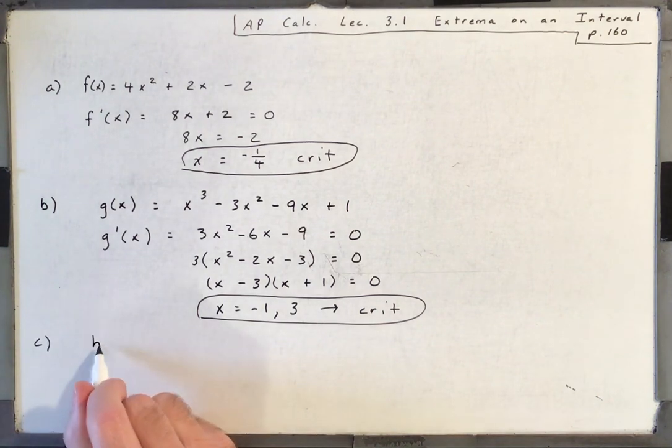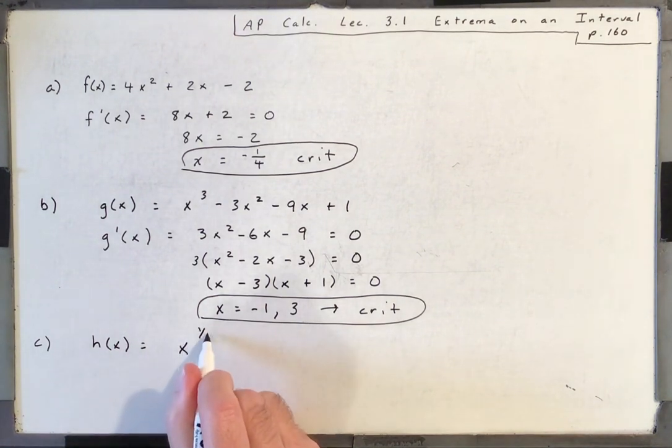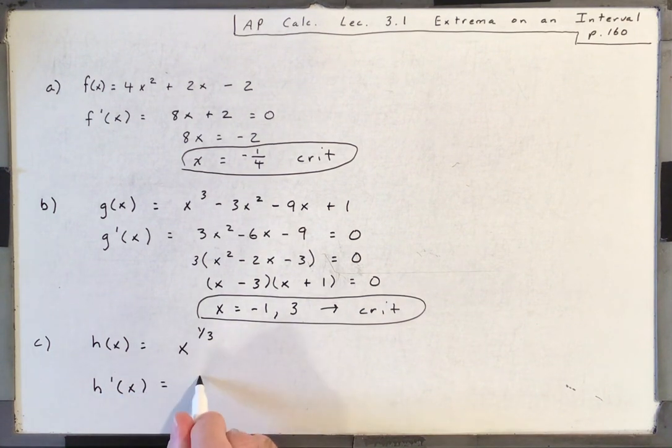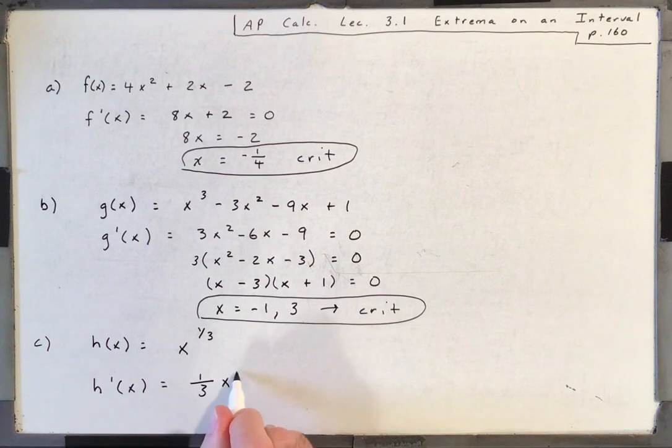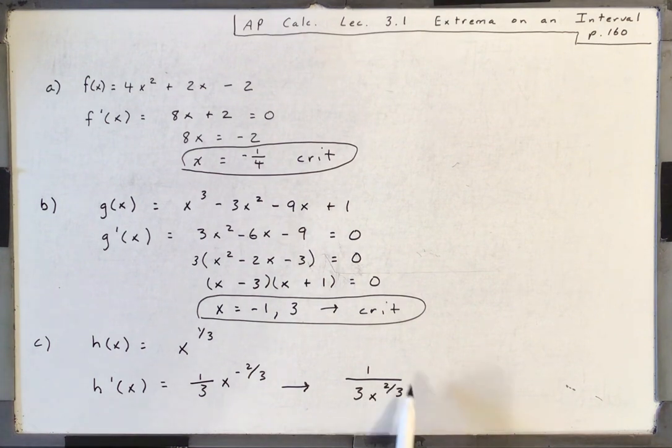Okay, and our third is h of x is equal to x to the 1/3. H prime of x then is going to be 1/3 x to the -2/3. Let's rewrite that as 1 over 3x to the 2/3. So this can never be 0 because our numerator doesn't have an x in it, doesn't have a variable. So this entire function, this derivative, isn't going to be 0.